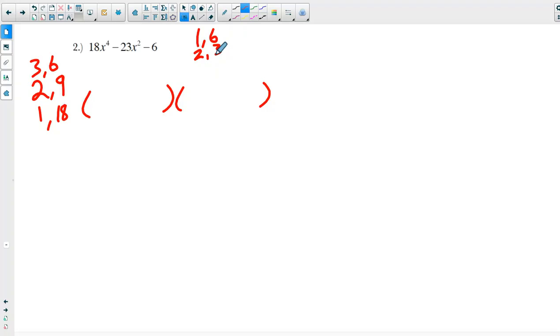Does anyone have a gut feeling about one of the numbers? 3 and 6 and 2 and 3. All right, should I write them just like that? 3, 6.